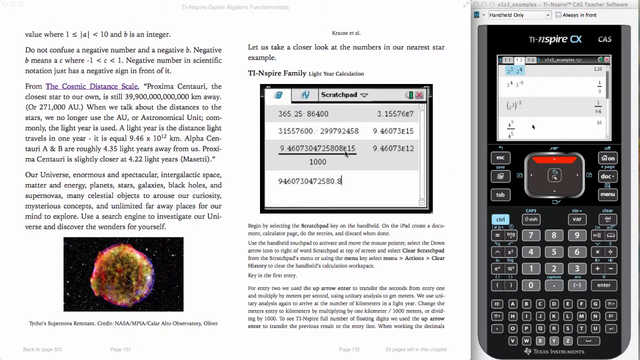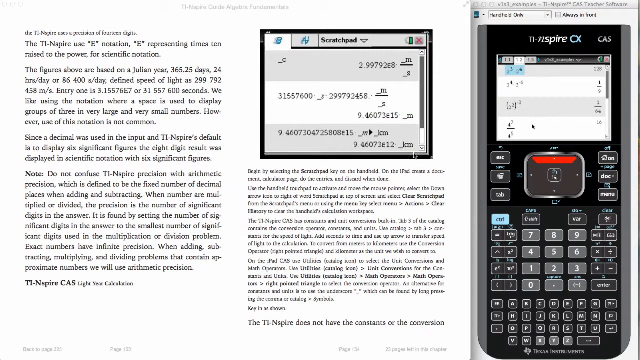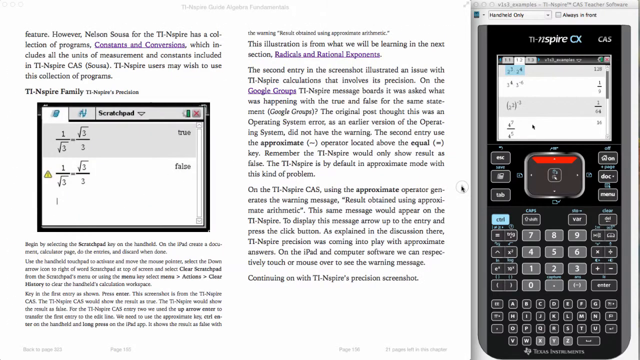The next thing that happens in chapter 3 is we start working with some very large and very small numbers. So we go over how to handle scientific notation. Now, again, the advantage to the CAS calculator is that it also allows us to include the units of measurement and convert from one unit of measurement to another. So this is a really nice feature.